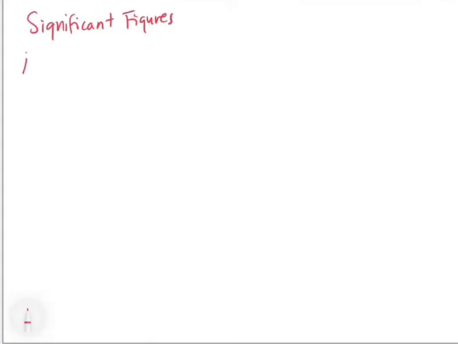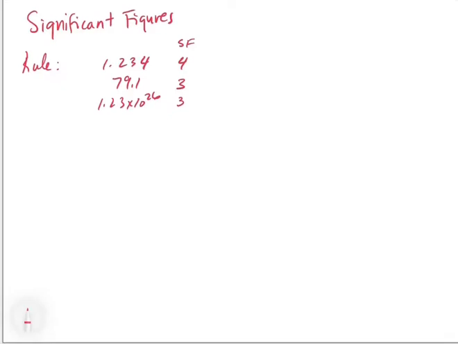Rule number 1 says that non-zero digits are always significant. For example, if you have a number like 1.234, the number of significant figures is going to be 4. Those are all non-zero numbers, so they all count. 79.1 would be 3. And 1.23 times 10 to the 26th is going to be 3. With scientific notation, and we're going to be using it a lot, we only care about this part of it.